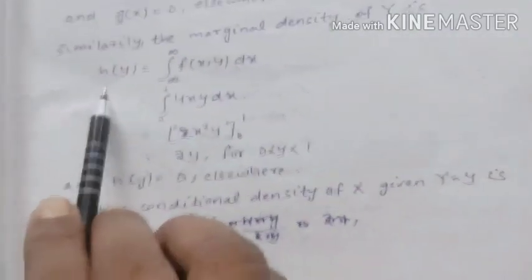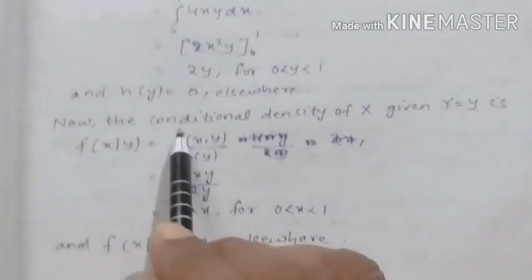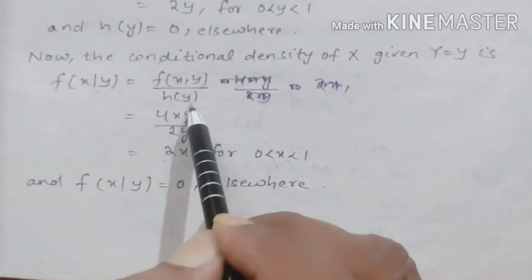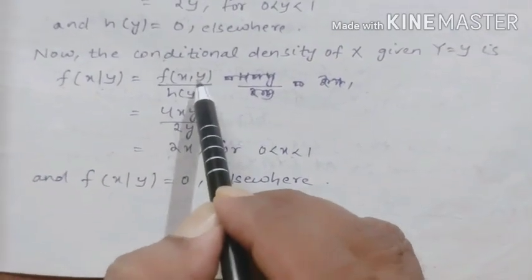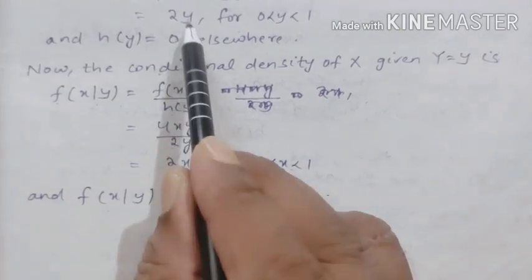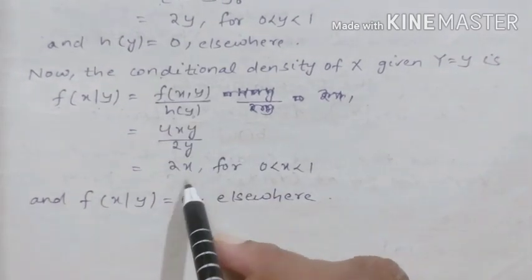Similarly, the marginal density of y can be taken as h of y, and h of y is 0 elsewhere. Another one, the conditional density of x. How can you find the conditional density f of x given y? It is f of x,y divided by h of y. Already f of x,y is equal to 4xy, and divided by h of y, which is 2y. So 2y is taken and the answer is 2x.